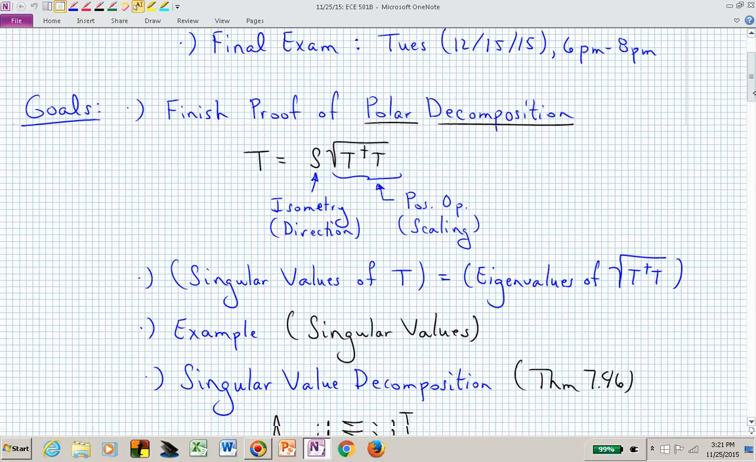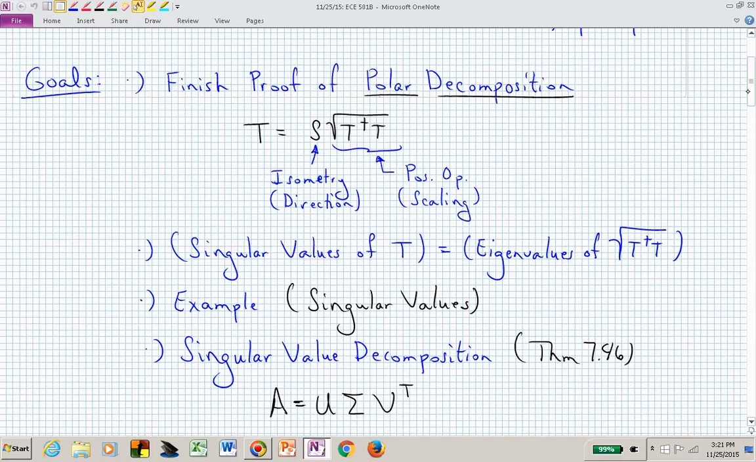Today what I want to do is finish up Chapter 7 material, and we'll start that by finishing up our proof of polar decomposition, where polar decomposition is this generalization of polar representation of a complex number. We have a direction, that's our isometry, and we have a scaling, which is our positive operator, which we are now defining to be the positive square root of T adjoint T.